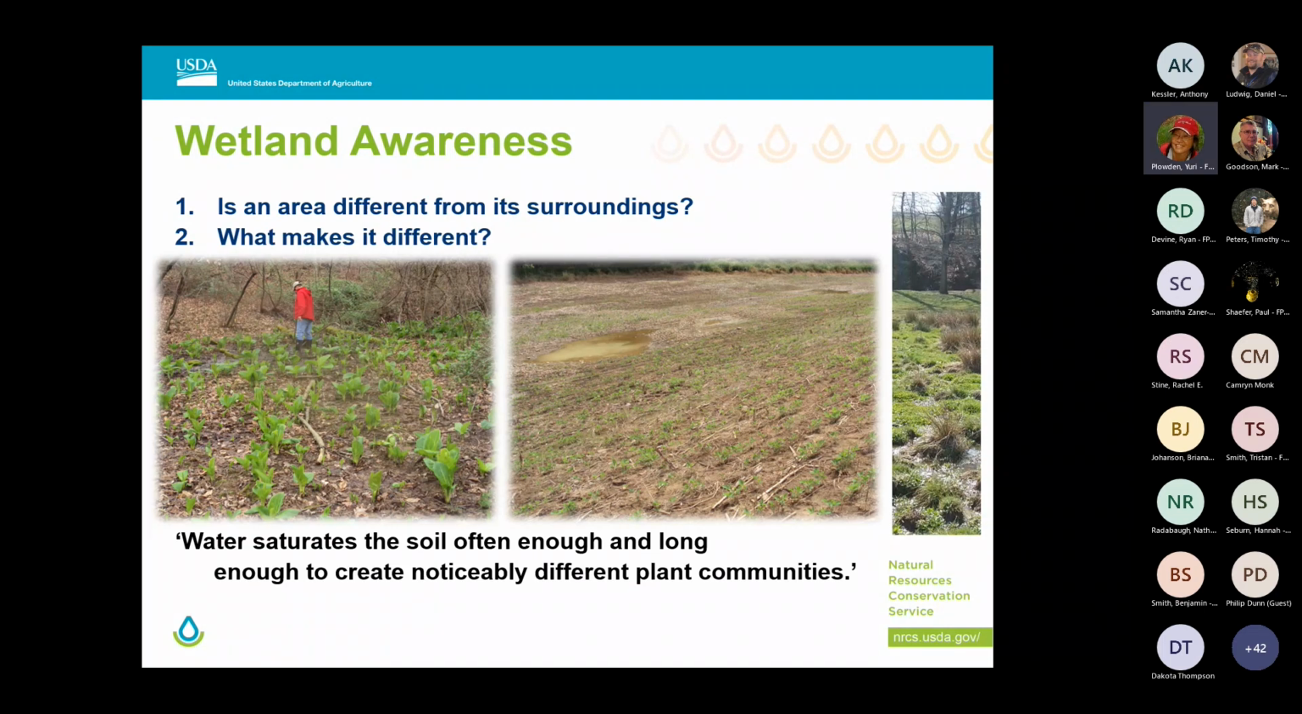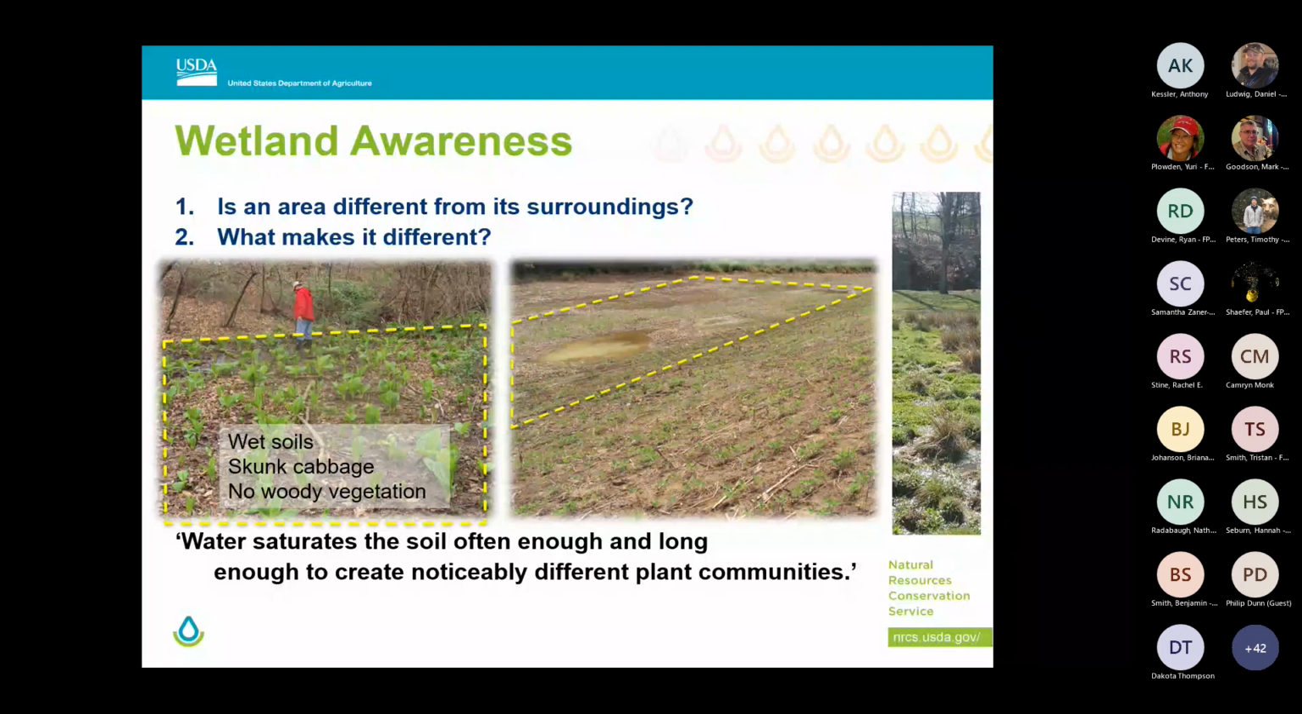Okay, so we talked about this. Water saturates the soil often enough and long enough to create noticeably different plant communities. So you see the different skunk cabbage, and then you see on the left and you see on the right that low area, you have stressed vegetation, you have a different landform, something's going on. So that's the wetland there. Wet soils, skunk cabbage, no woody vegetation. And then here's the wetland area over here. Ponding, crop failure.